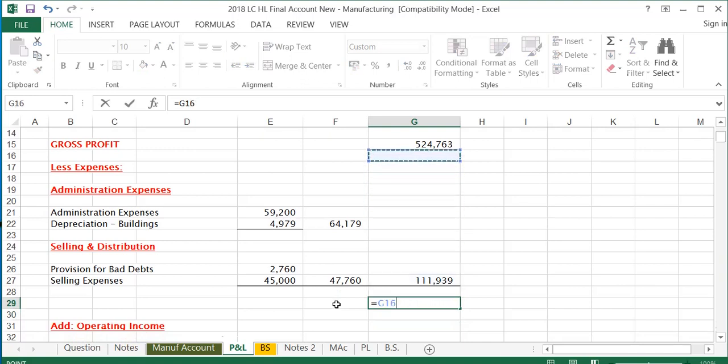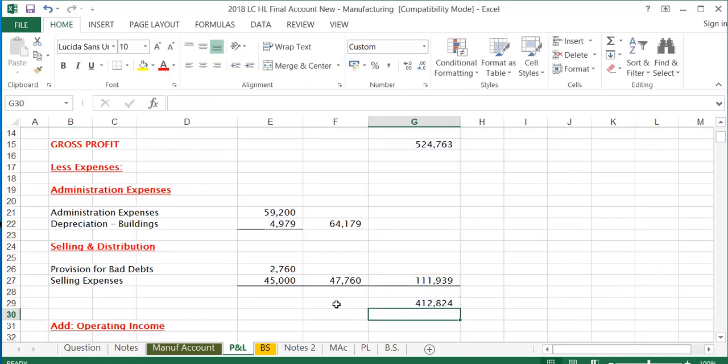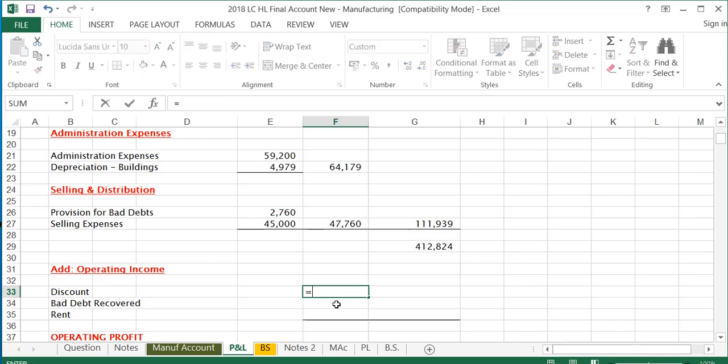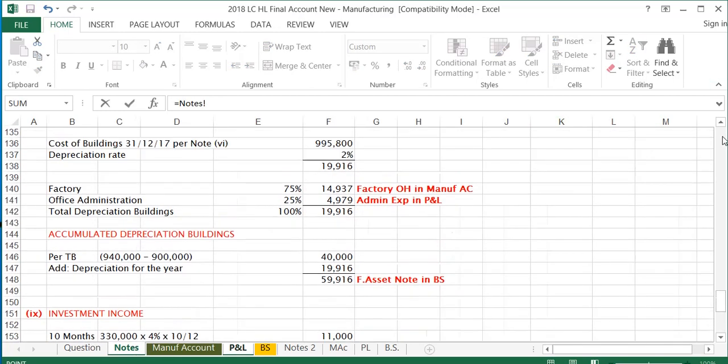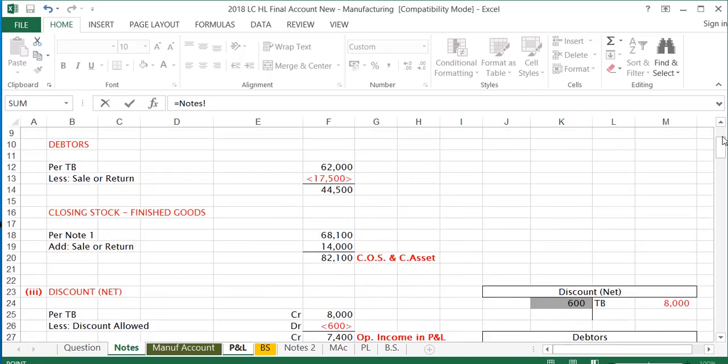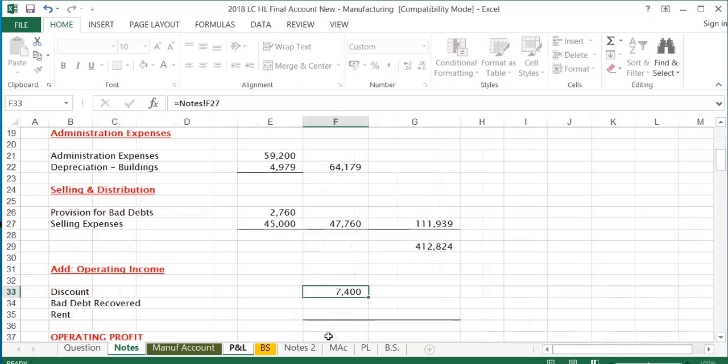So my gross profit less my expenses leaves me with 412,824. Now I'm going to add any operating income. So there was a discount and there was a note on discount in suspense. We changed the discount figure to the suspense note, which was note 3. So my discount is now 7,400.